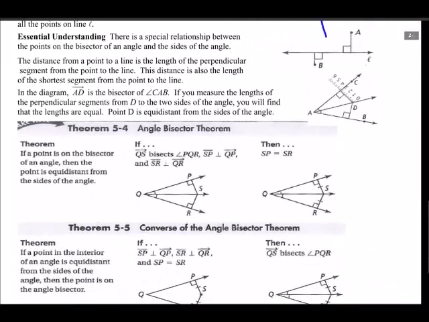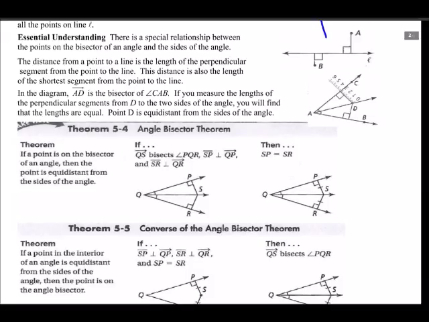Now let's talk about the angle bisectors. First, we need a little bit of, I guess we could call it vocabulary, some prior knowledge. Distance from a point is the length of the perpendicular segment from the point to the line. So if I have line L here, and I want to find out how far away from line L point A is, I have to draw a line that is perpendicular.